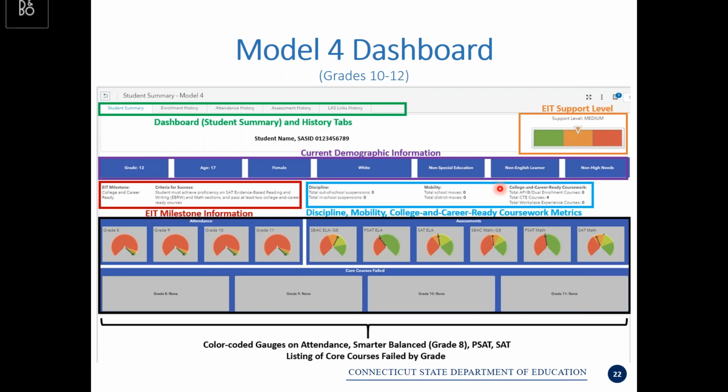The gauges now show attendance and Smarter Balanced in grade 8, as well as PSAT and SAT scale scores. Since high school students have a wealth of detailed teacher course student data, we show core courses failed by grade from TCS in the gray boxes below. The orange box shows the support level based on these data, and the green box shows tabs that dive into the historical record for the student. And now I'll put you back into the capable hands of Stephanie.